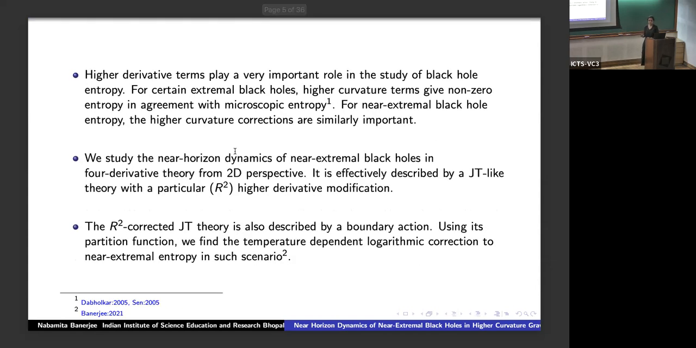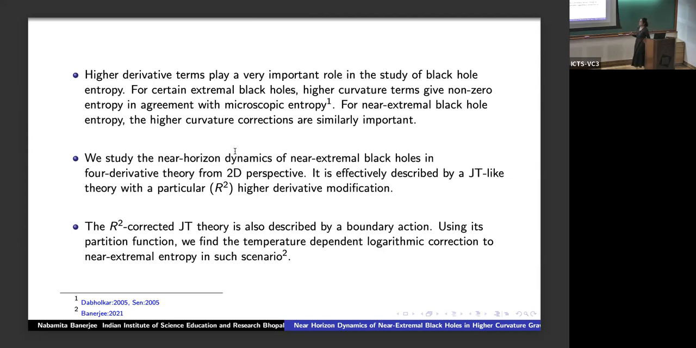Okay. So the question that we have asked is the following. We know that higher derivative terms play an important role in the study of black hole entropy. In particular, for a certain class of extremal black holes, one needs to turn on these higher derivative curvature terms to get a non-zero extremal entropy for these systems, and that very nicely matches with the microscopic description of these black holes.